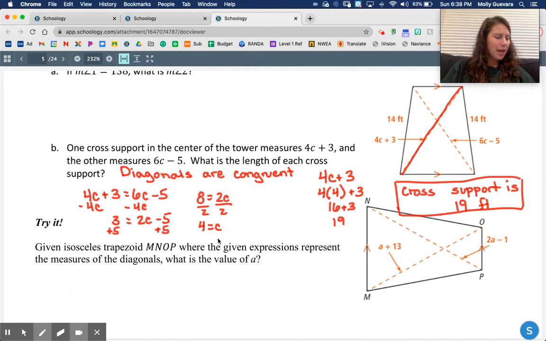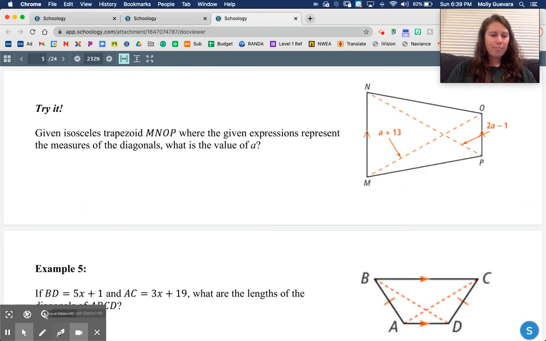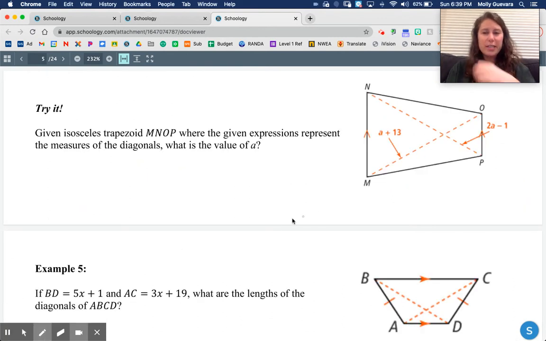All right, you guys have a try it here, and then it's very, very similar to part B. Go ahead and pause the video, give it a shot, and then we'll look at it here in a second. Okay, so this try it is very, very similar. I'm told this is an isosceles trapezoid, so NO and MP are the same length. And I'm given that the diagonals are a plus 13 and 2a minus 1. And in this case, it says, what is the value of a? Well, we just have to remember that the diagonals of an isosceles trapezoid are the same.